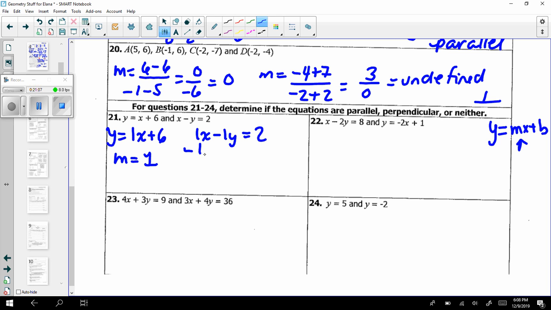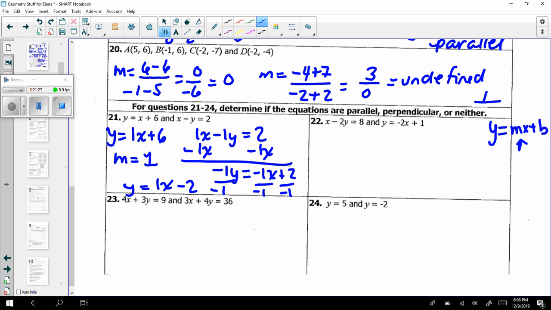So the first thing I do is subtract 1x from each side, and then I divide by the number in front of y. So I divide by -1. So this ends up being y equals 1x minus 2. So again, my slope is 1. So these are parallel lines.